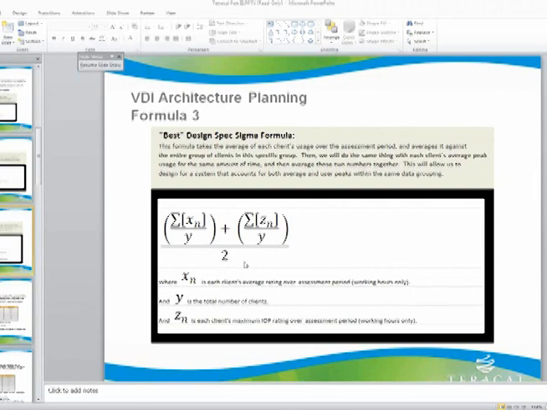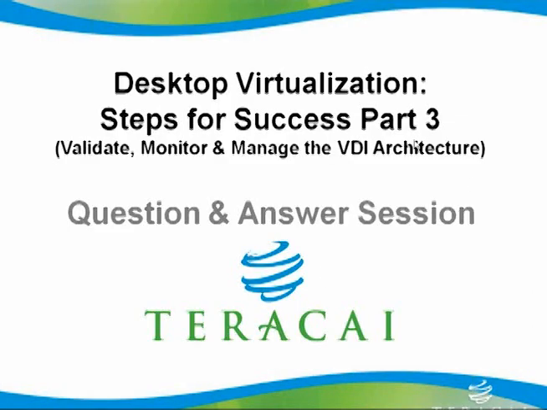Another question we have is from Eric, and Eric says that his organization has started down the VDI path, but they do have some concerns about how their infrastructure will scale. Is there a method for evaluating what's going on now so that they can start to make changes before they go down the wrong path?